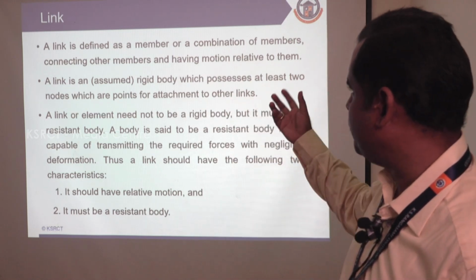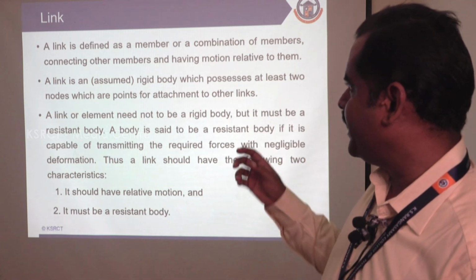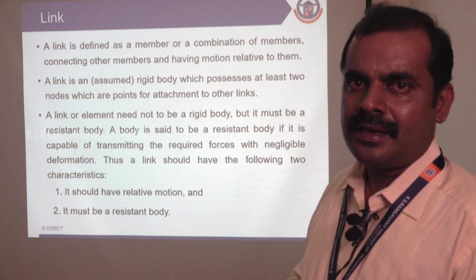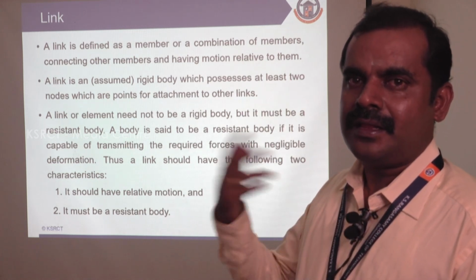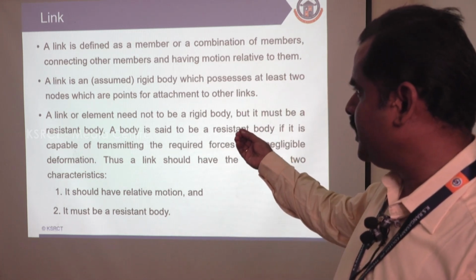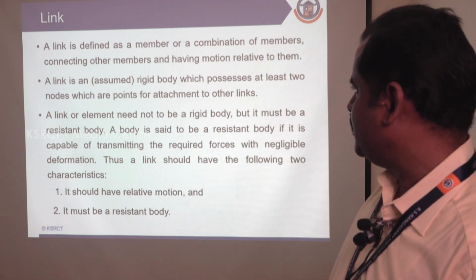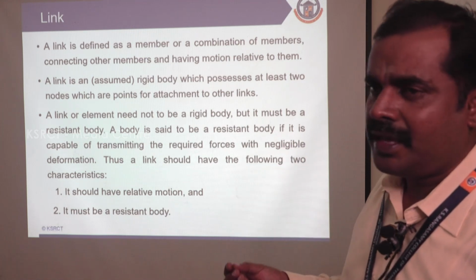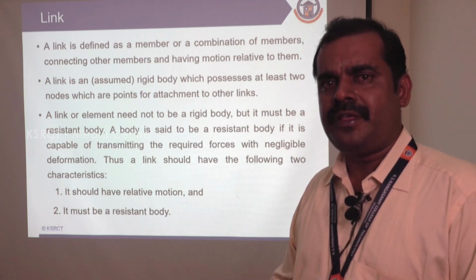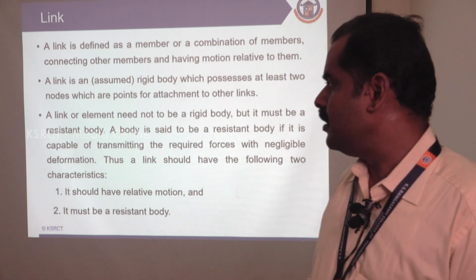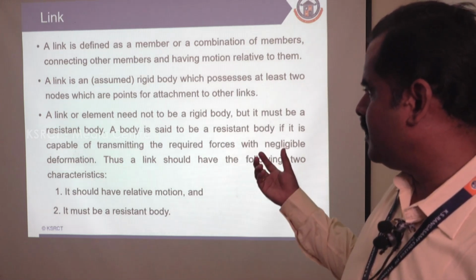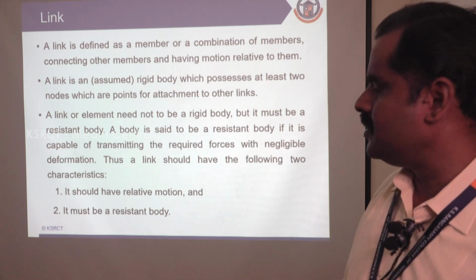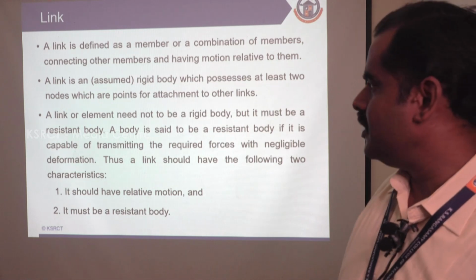So a link is defined as a member or a combination of members connecting other members and having motion relative to them. Right? So a link is a connecting body where we are going to connect with another link. A link element need not be a rigid body, but it must be a resistant body. Resistant body means it is capable of a small amount of deformation while transferring the load or forces. So there are two main characteristics of links. The first is that it should have relative motion, and it must be a resistant body.